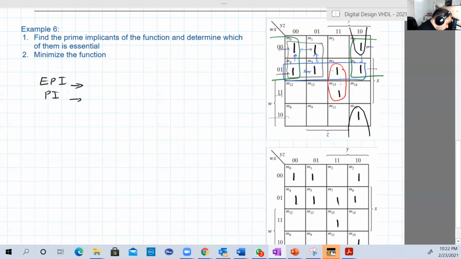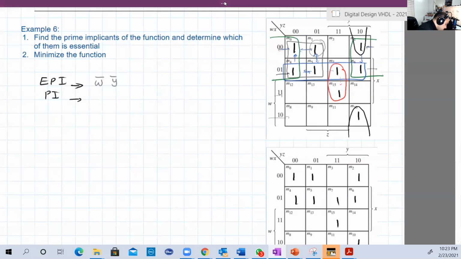So what is essential? Let's start with the gray. The gray is essential. Why? Because this one here does not belong to any other group. So what is the gray prime implicant here? It's W bar, Y bar, because X is changing and Z is changing.